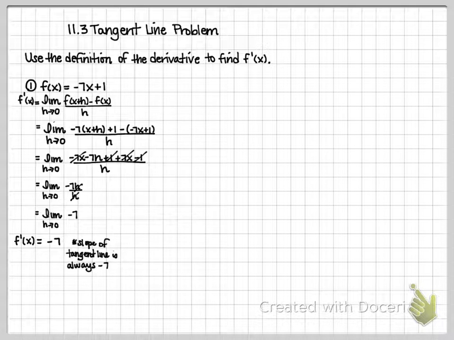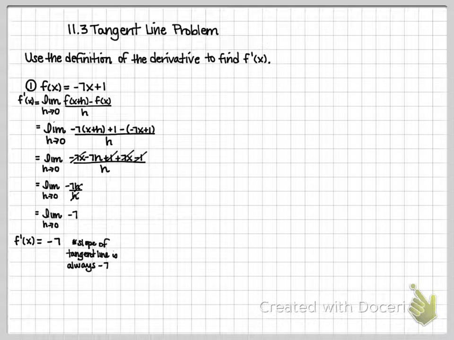I gave you the equation of a line. y is equal to negative 7x plus 1. Hopefully back from Algebra 1, you recognize that the slope of this line is negative 7. If I were to take a tangent line to a line, they sit on top of each other and they share the exact same slope the entire time. So we'd have major issues if we didn't get what the slope of the line was in the first place.